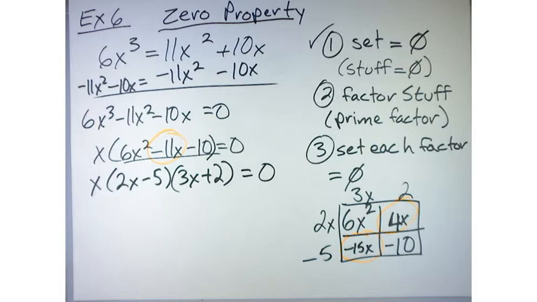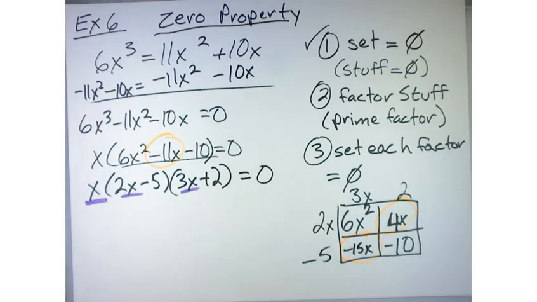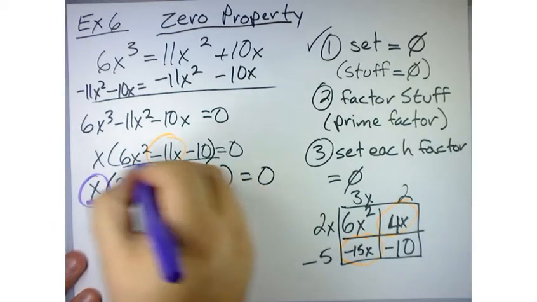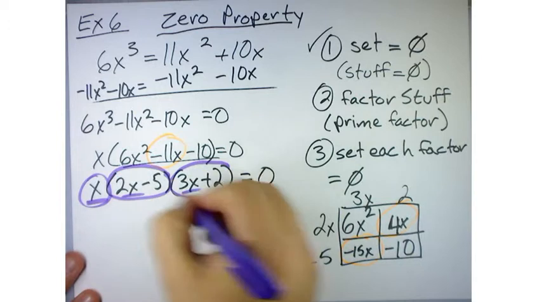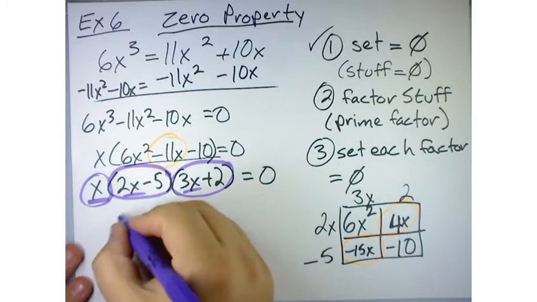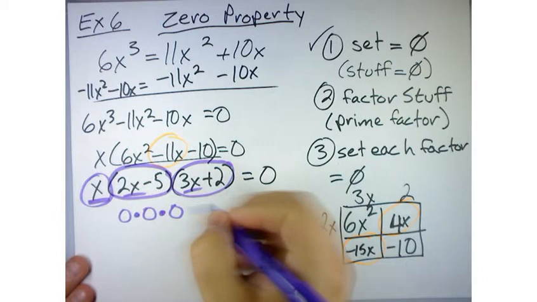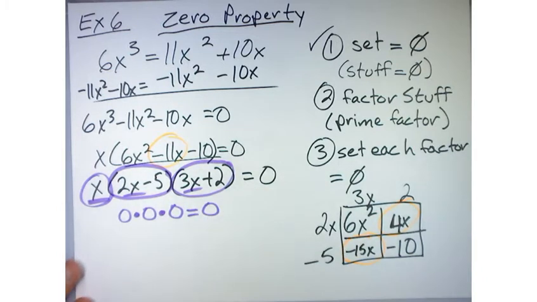Now this is why this is called the zero property. We're not sure what x is. The only thing we know is that this factor and this factor and this factor, when I multiply them all together, I get 0. How can I guarantee that? Well, what you should be thinking in your head is 0 times 0 times 0 equals 0, doesn't it? So what does that mean?